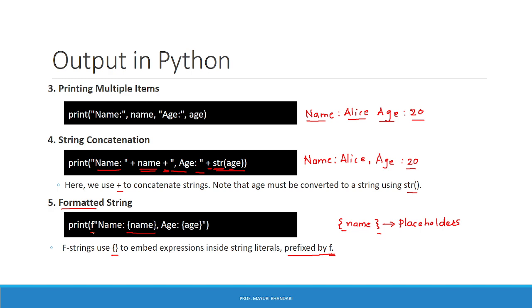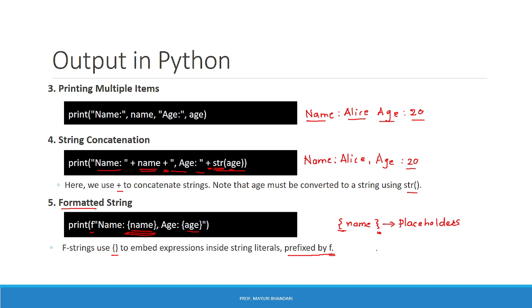Okay. So in this example, see here what we have done, we have just concatenated the string using the plus operator, right? Instead of that, what we are doing here is giving these placeholders, right? What is this, name? The curly brackets are called placeholders. But what is name? Variable. And what is age? Age is also a variable.